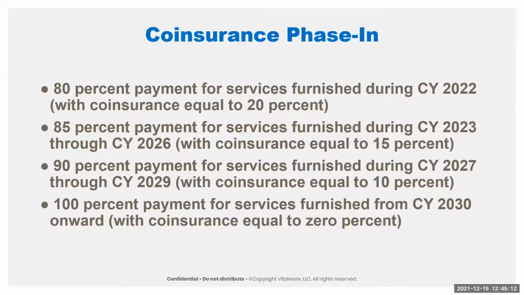So basically for 2022, it's going to be 80% payment for the service, with the coinsurance to be 20%. When we get to 2023, Medicare is to pay 85% of the service, with the coinsurance to be 15%, and that will last through 2026. And then when we hit 2027, it'll be at 10% through 2029. And then when we hit 2030, it should be down to 0%. So that is certainly almost 10 years in the making to get down to 0%. So it will get there.